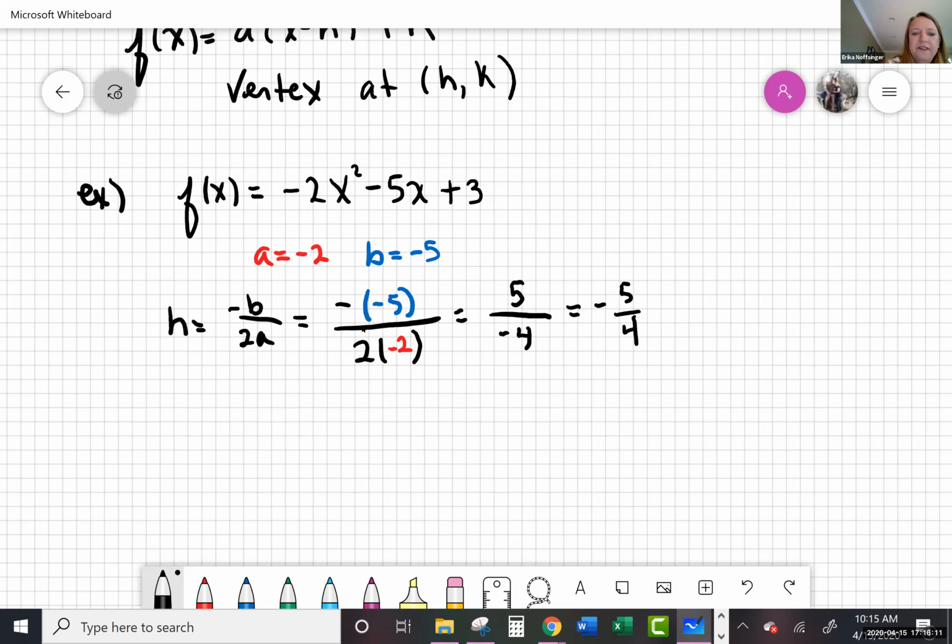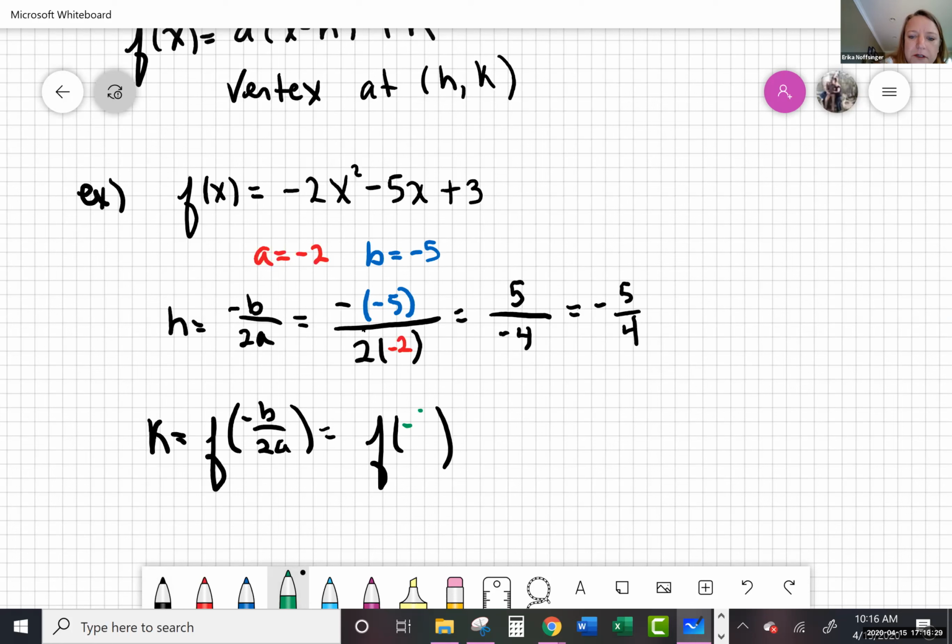So we're going to now figure out what k is. k was equal to plugging that value, negative b over 2a, in wherever you saw an x in your equation. And so we're going to plug in -5/4 wherever we see an x in our equation. So we have -2. I see x, so plugging in -5/4, that quantity squared, -2. I see an x, so we're going to replace it with -5/4, plus 3.